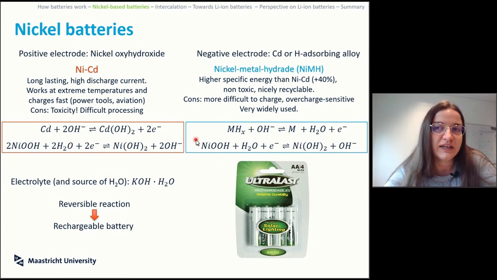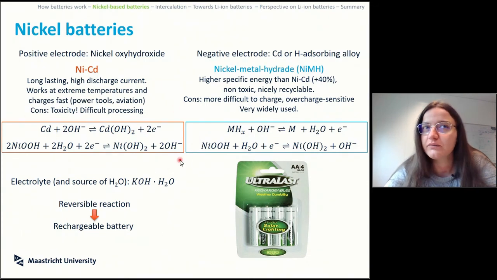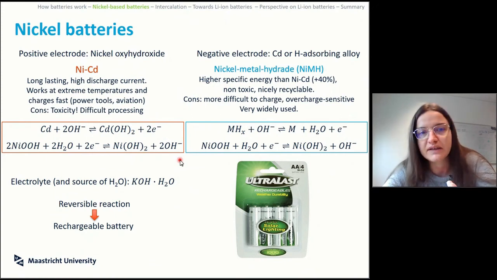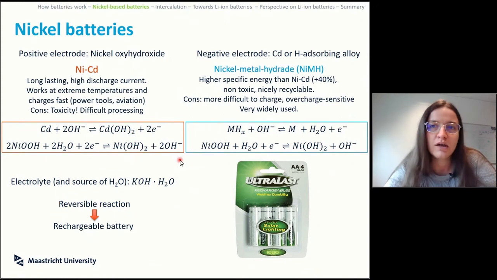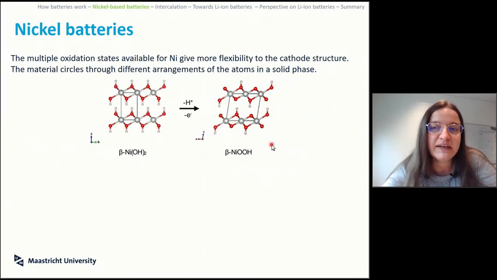Now, what is the trick here? What is going on with this technology that makes it different from just using lead acid? So why do we have it as a different business? Is it just because it's basic? Not really. So the trick with nickel-based batteries is that the reaction product is not dissolved.